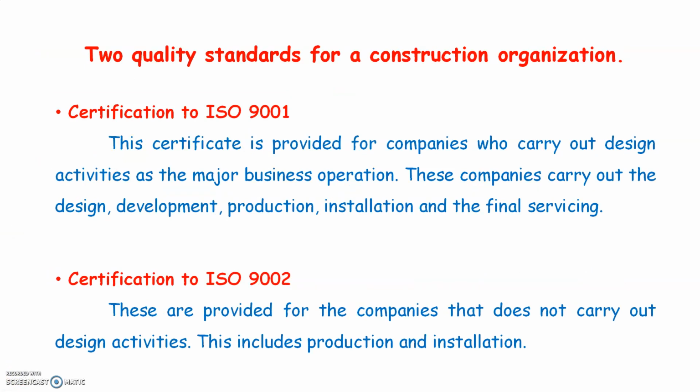Okay, now for construction we have to follow two ISOs, that is ISO 9001 and ISO 9002. ISO 9001 certifies the companies who carry out design activities as their major business operation. So the design, development, production, installation and final servicing. Those who are dealing with design and development have to go through ISO 9001. Then ISO 9002 is related to non-design activities. So it includes the production and installation. Those who are working in factories manufacturing their products have to follow the ISO 9002 series.